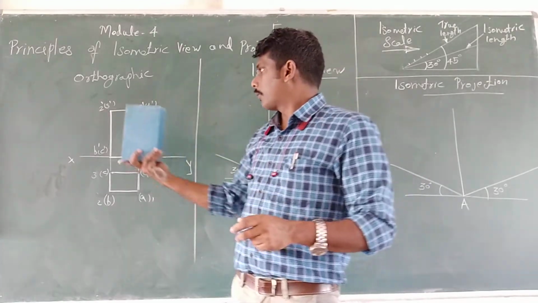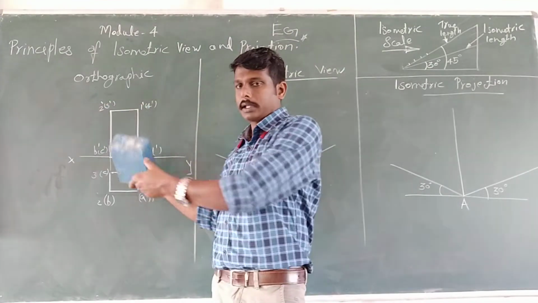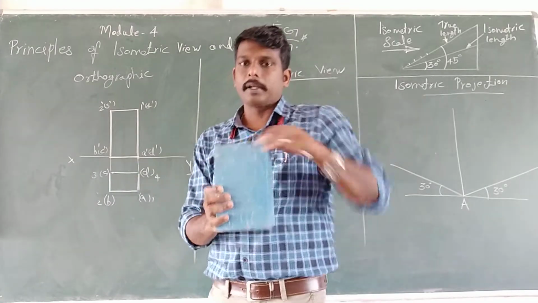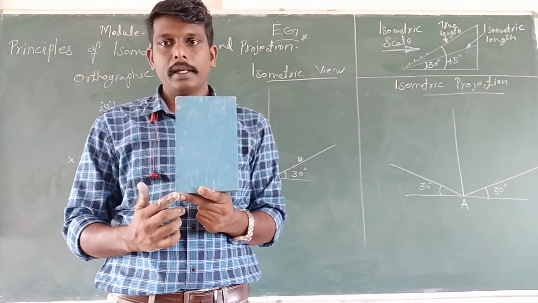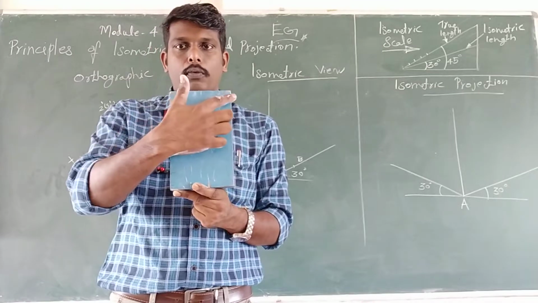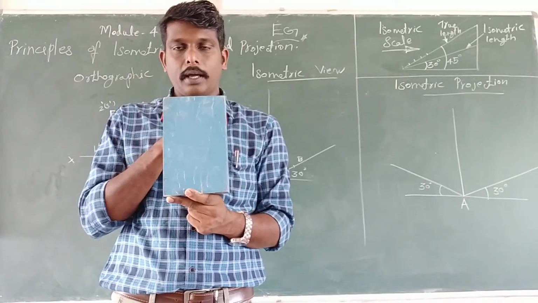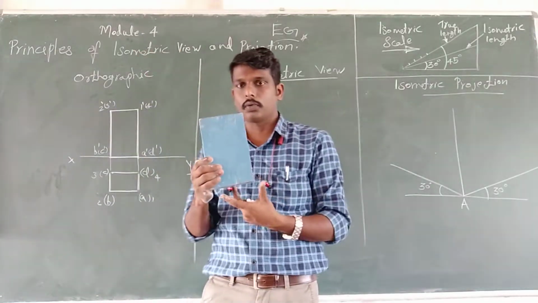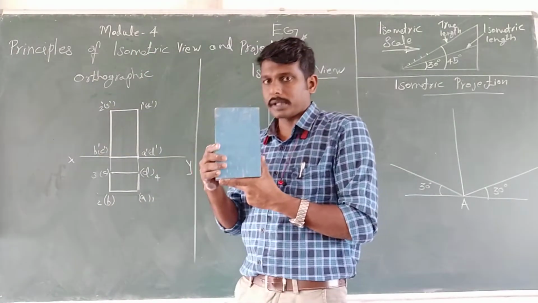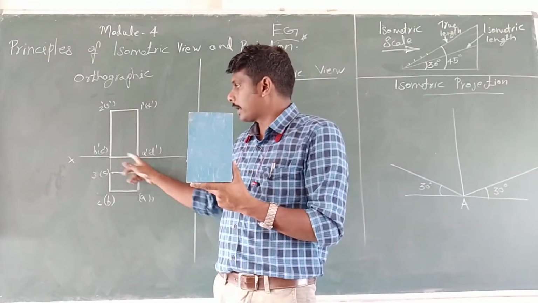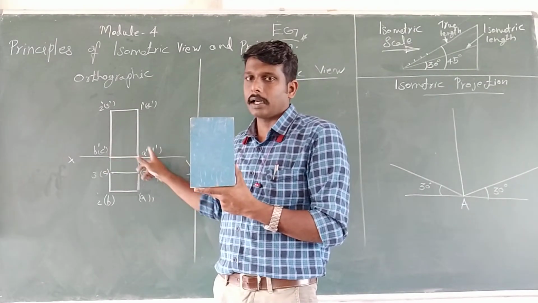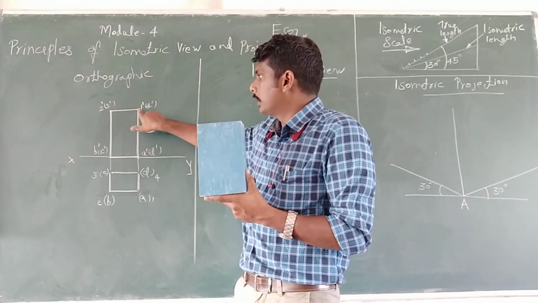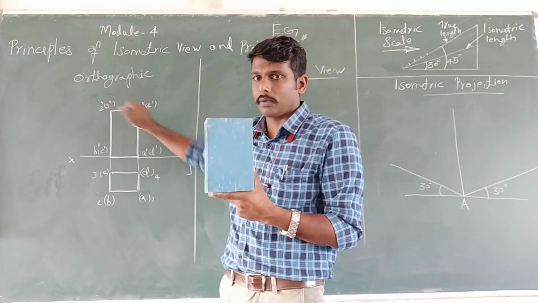This is the front view of a solid, and this is the top view of the corresponding solid. I name it as A, B, C, and D, and 1, 2, 3, and 4: the top coordinates are 1, 2, 3, 4, and A, B, C, D are the bottom coordinates. The front view of the orthographic projection of the solid is A dash, B dash, C dash, and D dash, and 1 dash, 2 dash, 3 dash, and 4 dash. So the dash notation is given.